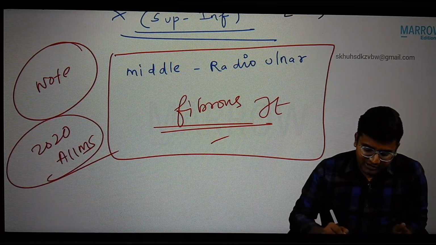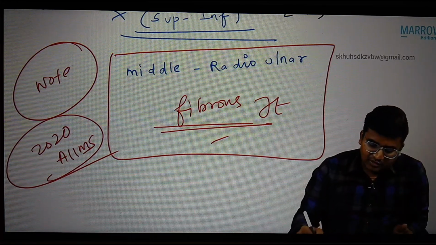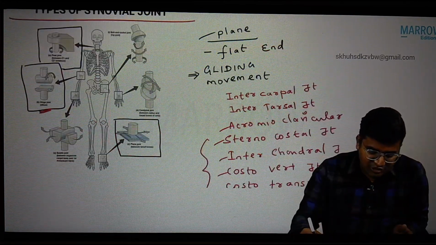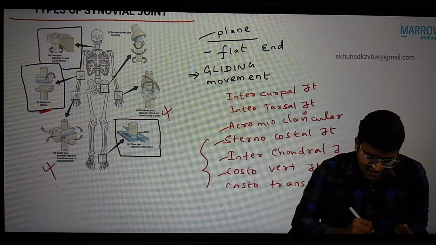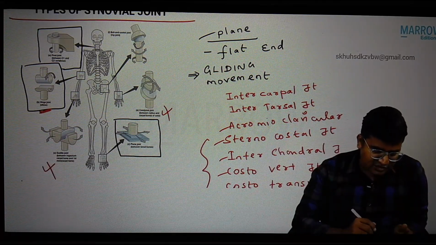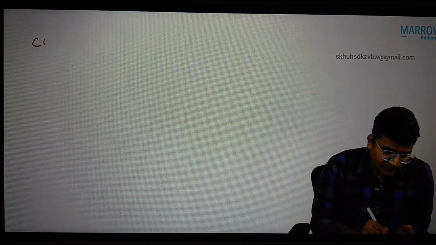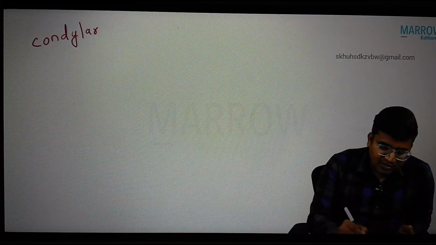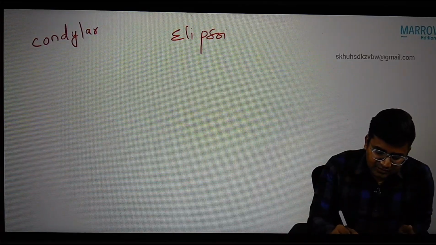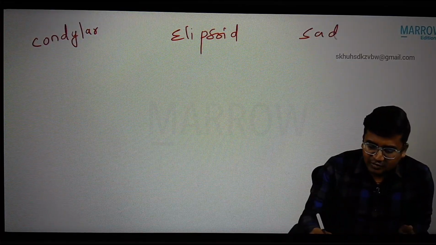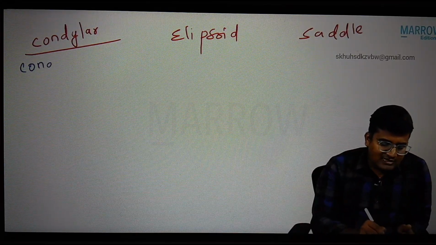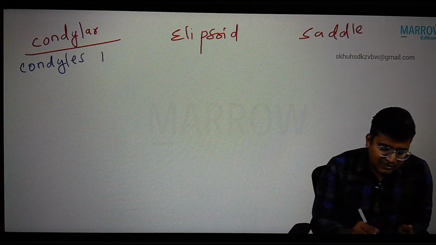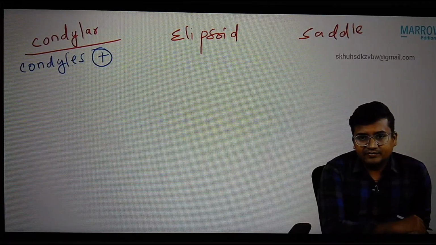Right. So now we completed the uniaxial synovial joints. Now next we are going to see the biaxial synovial joints. What are those? Our condylar joint, ellipsoid joint and saddle joint. So condylar joints have condyles in their head.